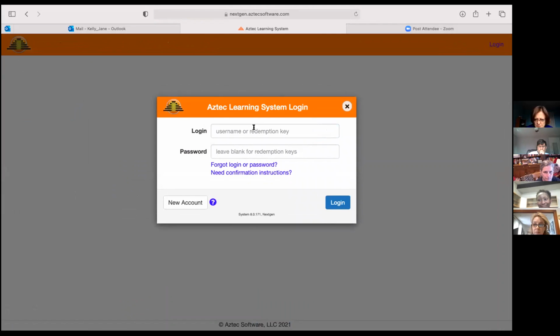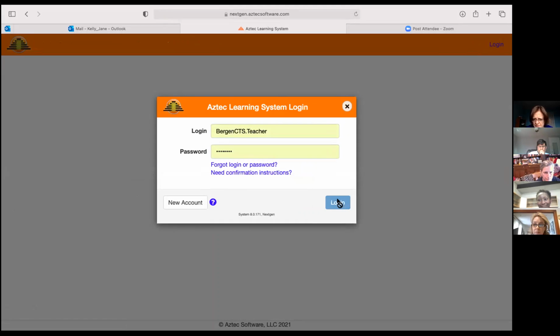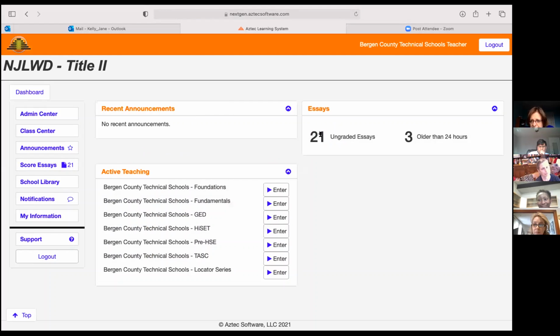Now I need to go in with other passwords. So someone would give you that type of access. So now there's 21 ungraded essays, and they're all older than 24 hours. So what could I do?